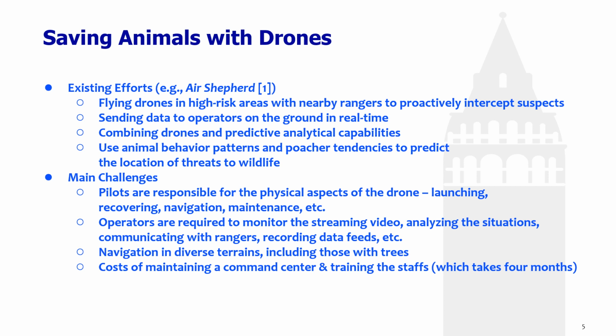So this slide will talk about how we can use these drones to actually save animals. First of all, I want to take a quick moment to explain and discuss the existing efforts that are in current usage, and this is through Air Shepherd. They fly drones in high-risk areas and send data to operators on the ground. These operators are then able to analyze the data and thus determine areas which are at higher risk, and they can predict incoming threats to wildlife.